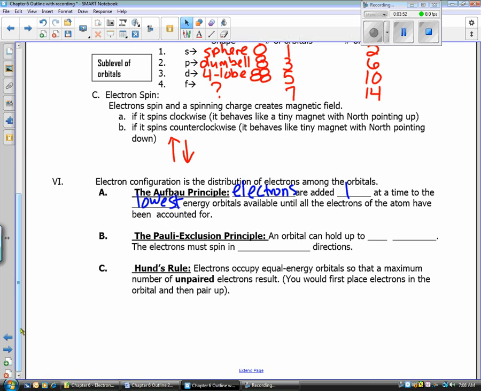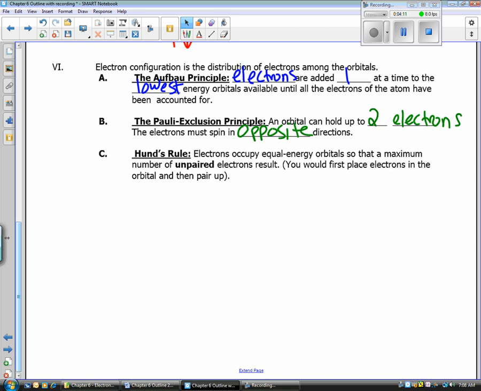The Pauli exclusion principle said that an orbital can hold up to 2 electrons, which is what we just talked about, as long as they spin in opposite directions. It's called the Pauli exclusion principle because it excludes anything more than 2. Hund's rule says that electrons occupy equal energy orbitals so that a maximum number of unpaired electrons will result.